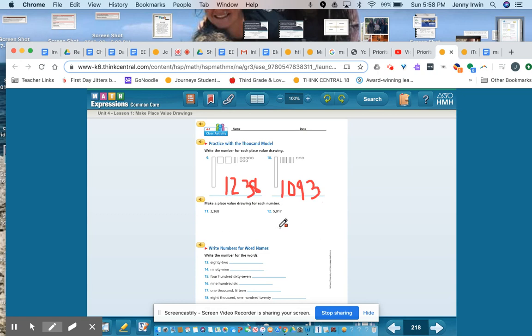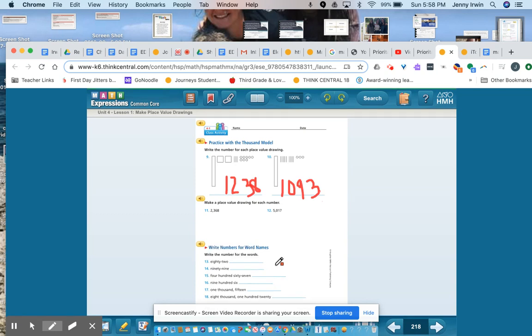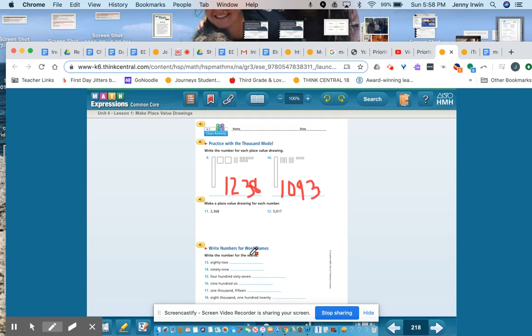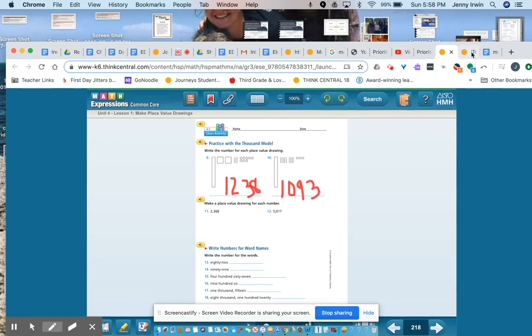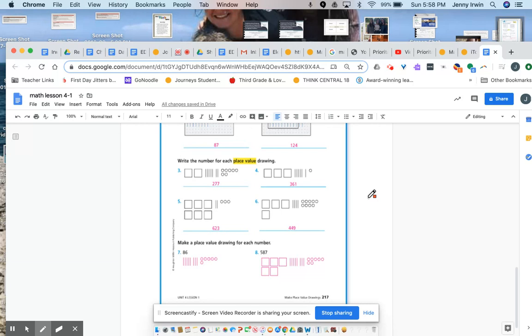Draw a picture for 11 and 12. And then on the bottom, you're writing the numbers in, write the number for the words that you see. You should be pretty good at that. These again are the answers for that page.